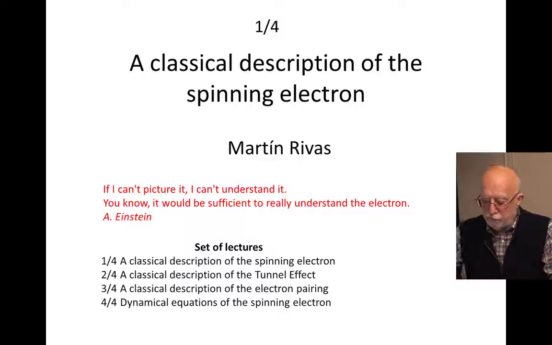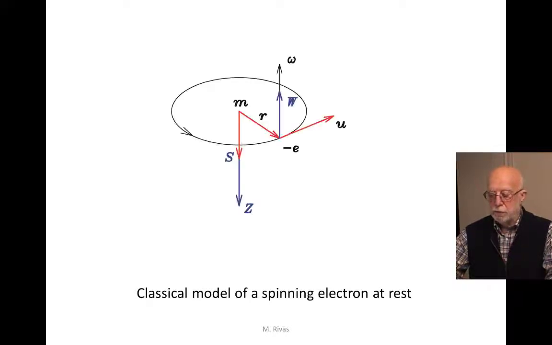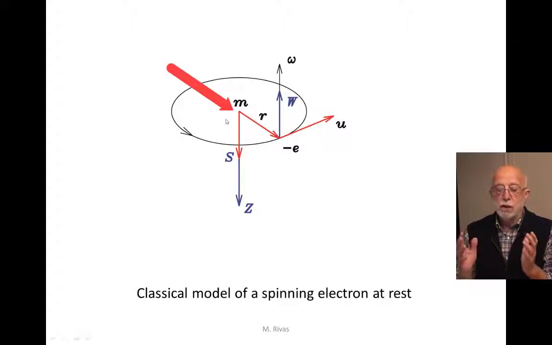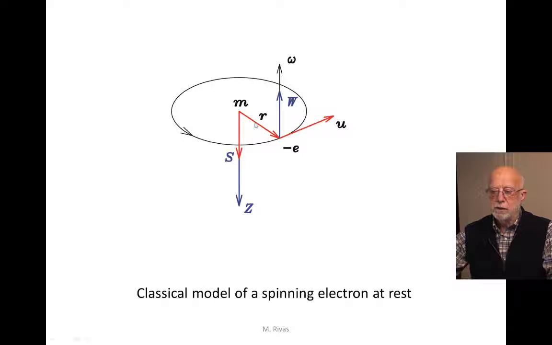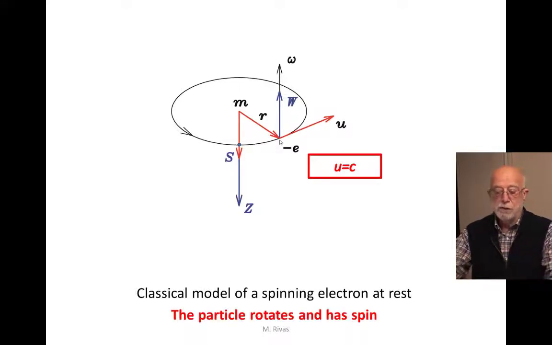Now, the formalism we have developed gives you this classical model of a spinning electron at rest. Electron at rest means that the center of mass of the electron is at rest. We don't know what is the shape or size of the electron, but the only feature is that it has a center of mass, here M, and a center of charge E. And the center of charge is moving around the center of mass at the speed c. Now, this suggests that this object, for the center of mass observer, is rotating and therefore it has a spin.